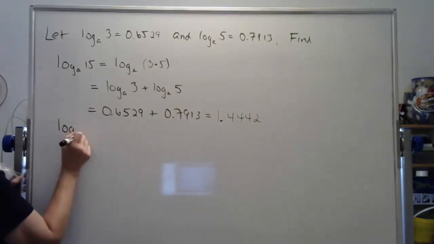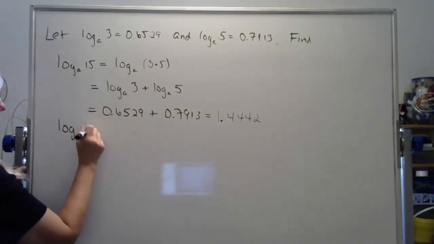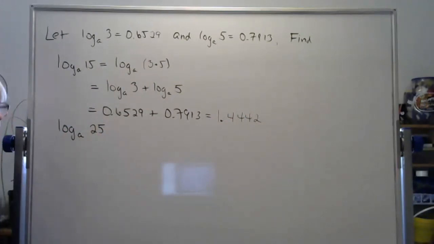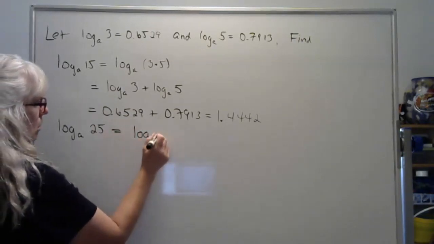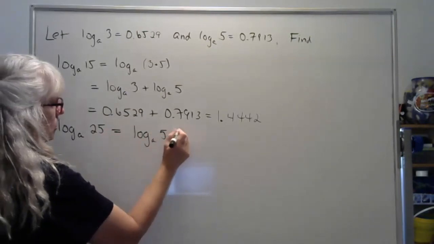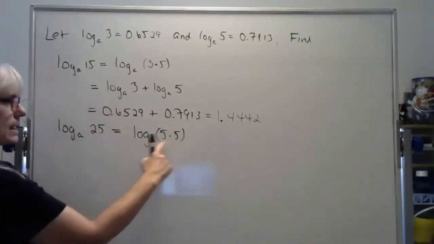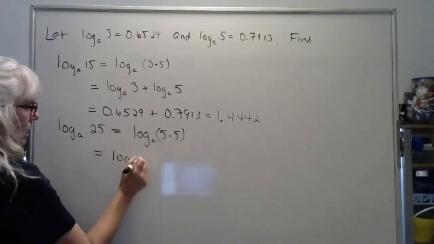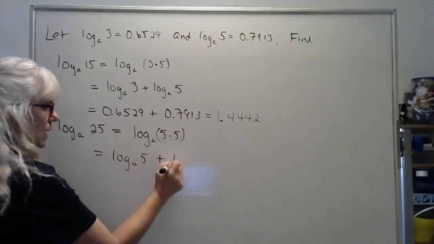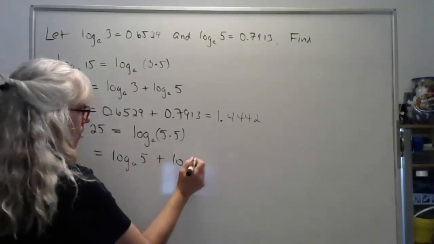Okay, what about I ask you to find the log base A of 25. So somebody walk me through how we're going to find the log base A of 25. So what is 25 equal to? 5 times 5. Beautiful. And now that you've written it as a product, you can expand it into log base A of 5 plus log base A of 5.